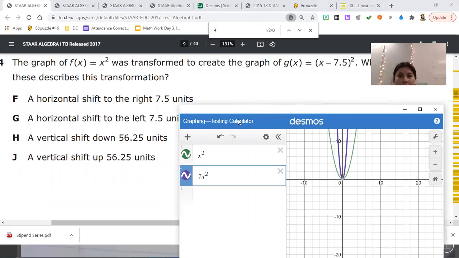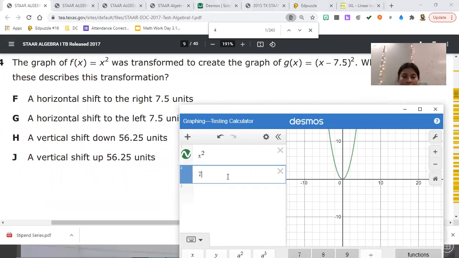So I have the first one already. I'm going to type in the second one. So it looks like it moved to the right. And so there is your answer. Good job. Now, you're just going to type in and you're going to see what's going on. Okay. So let me have you do some for practice.